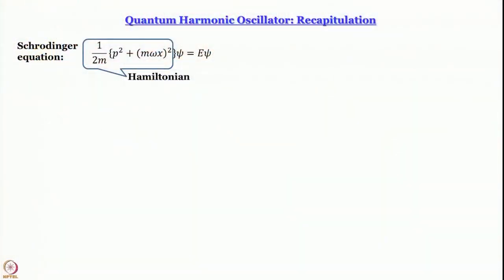But before we begin, let us recapitulate what we have studied so far in this topic. We have studied the Schrodinger equation for the quantum harmonic oscillator, and starting from the elementary form, we have rewritten it slightly in terms of momentum: 1 by 2m multiplied by p square plus m omega x whole square. This is the Hamiltonian. It operates on psi to give us E psi.